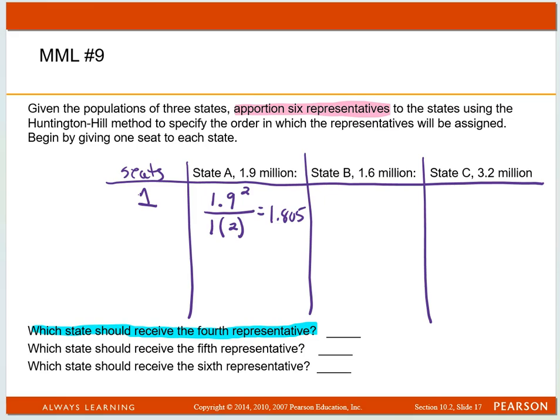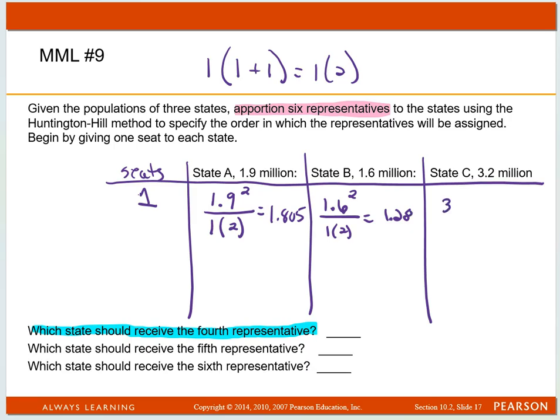So state B, you'll take their population, 1.6 million, just don't worry about the million, and divide that by 1 times 2. And that comes out to be 1.28. Remember, it's going to be the number of seats 1 times the number of seats plus 1. That's where I'm getting 1 times 2 from. And that came out to be 1.28.